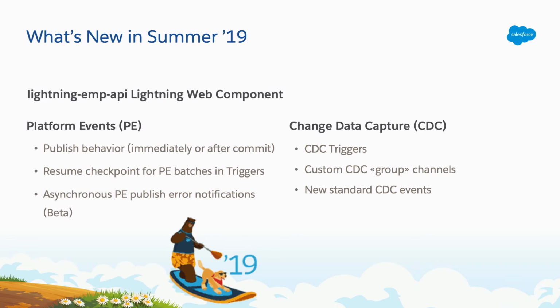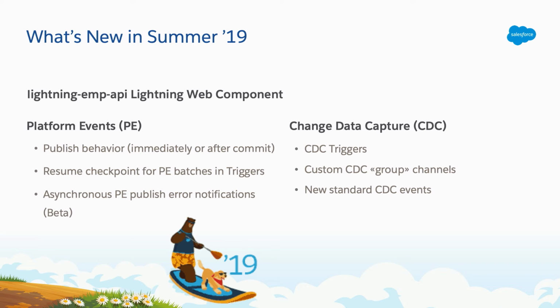Another thing that is interesting is that you can now group change data capture events. So instead of having a single channel for, let's say, an account change, you can now group several object changes into one single stream of events. So you can work with changes about an account, its contacts, and maybe its leads. You can group all of that into a single channel, so you only subscribe to one event, and you get updates about these three different object types.